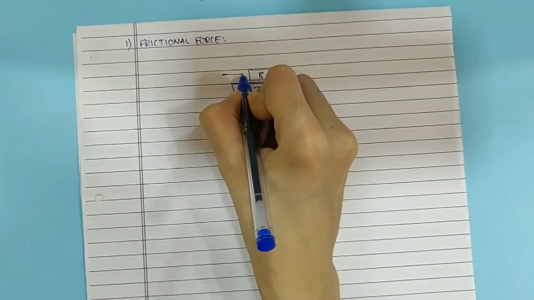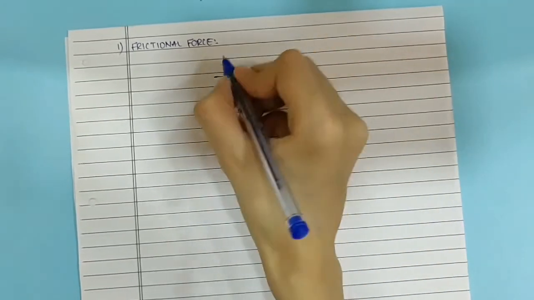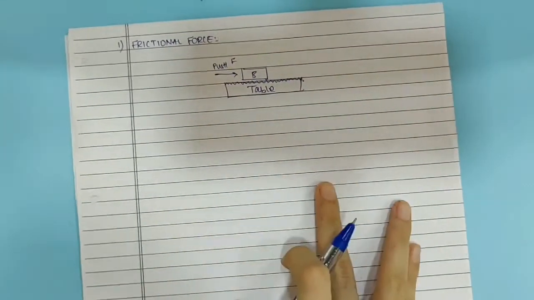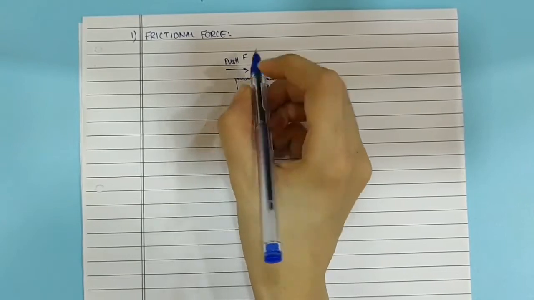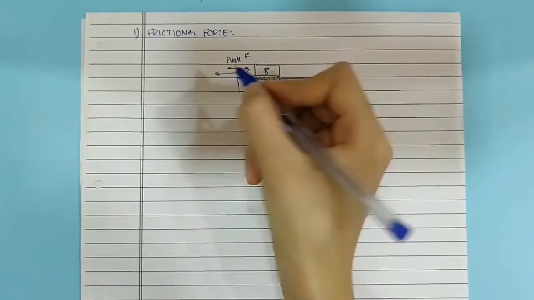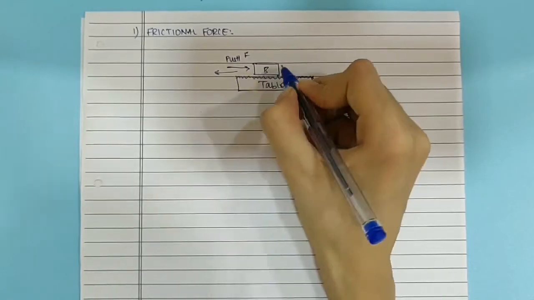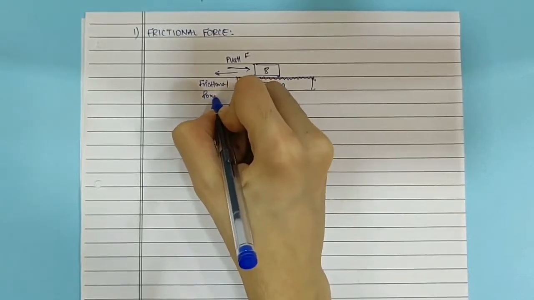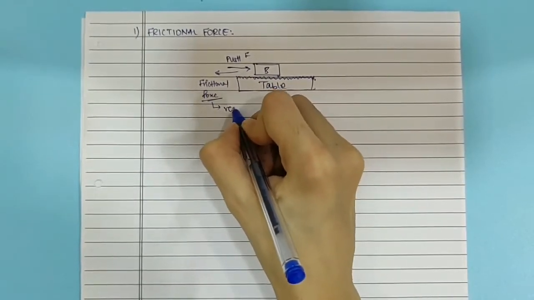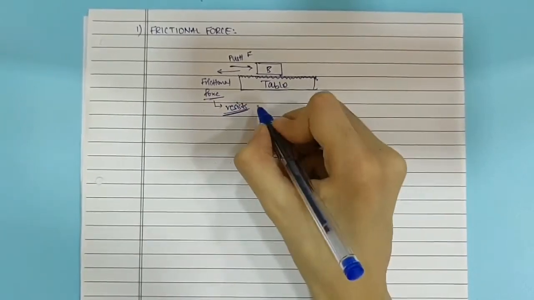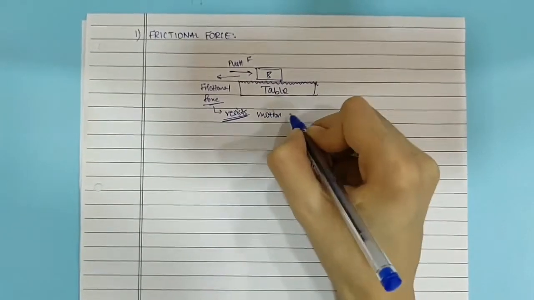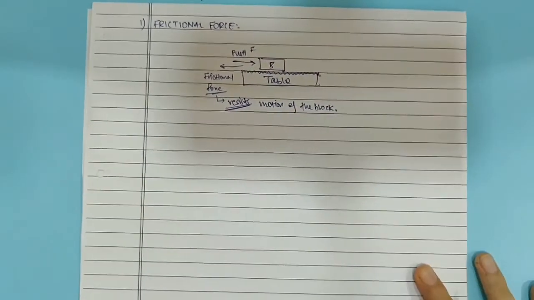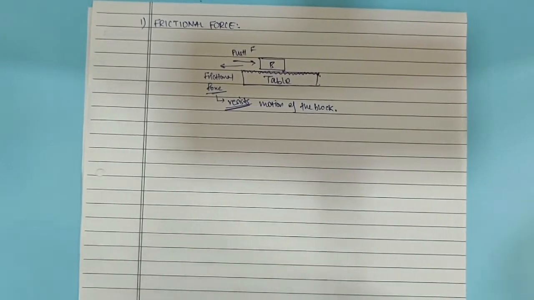and if we push the block to, suppose, the right side with force F, at the same time there is a force which acts in the opposite direction which restricts the motion of the block. This force is known as the frictional force. This force restricts the motion of the block. So I hope you've got what frictional force means.